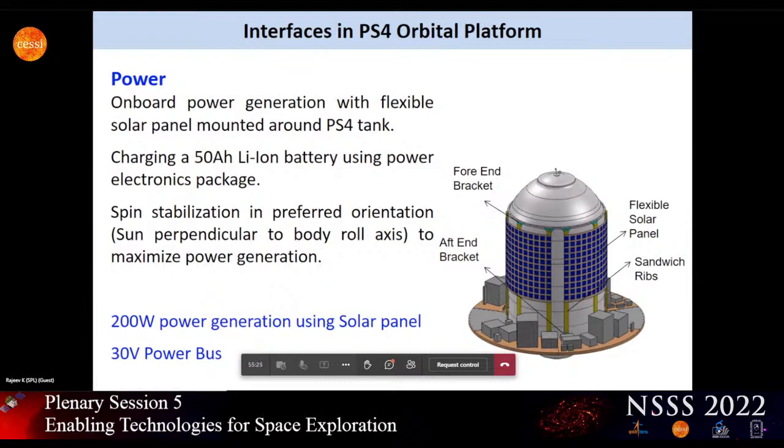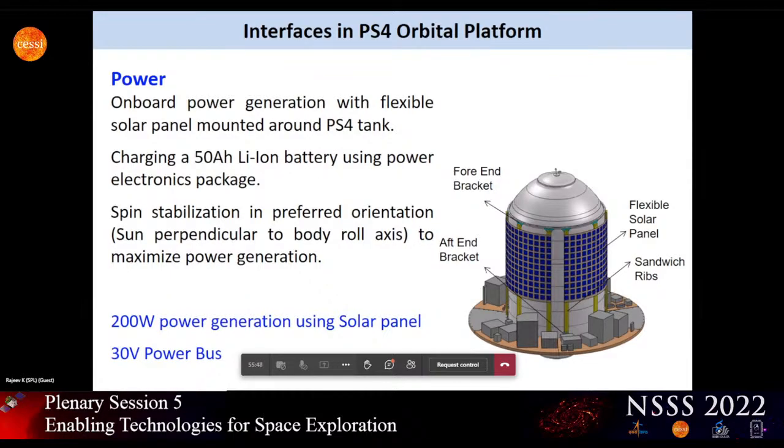the chamber, not gas chamber, the liquid chamber. And on the surface, you can actually paste it. So it's a flexible solar panel. It is pasted on top of that, anchored with the fore end bracket and the aft end bracket. You have the onboard power generation from this flexible solar panel mounted around the tank.